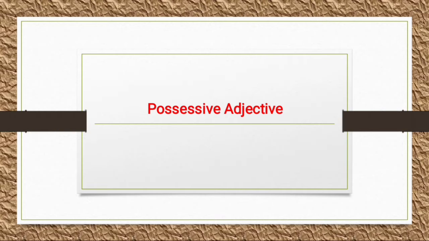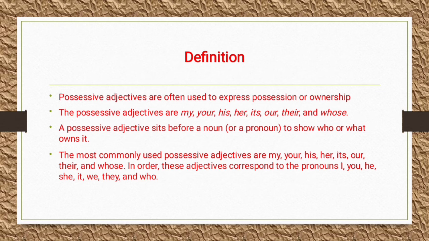So an adjective is a word which is used to describe the quality of a noun or pronoun. For example, lucky boy. Now here, lucky is what? Lucky is an adjective and boy is a noun. The same, black car: black is an adjective and car is a noun. So now let's move to our own topic, that is possessive adjectives.